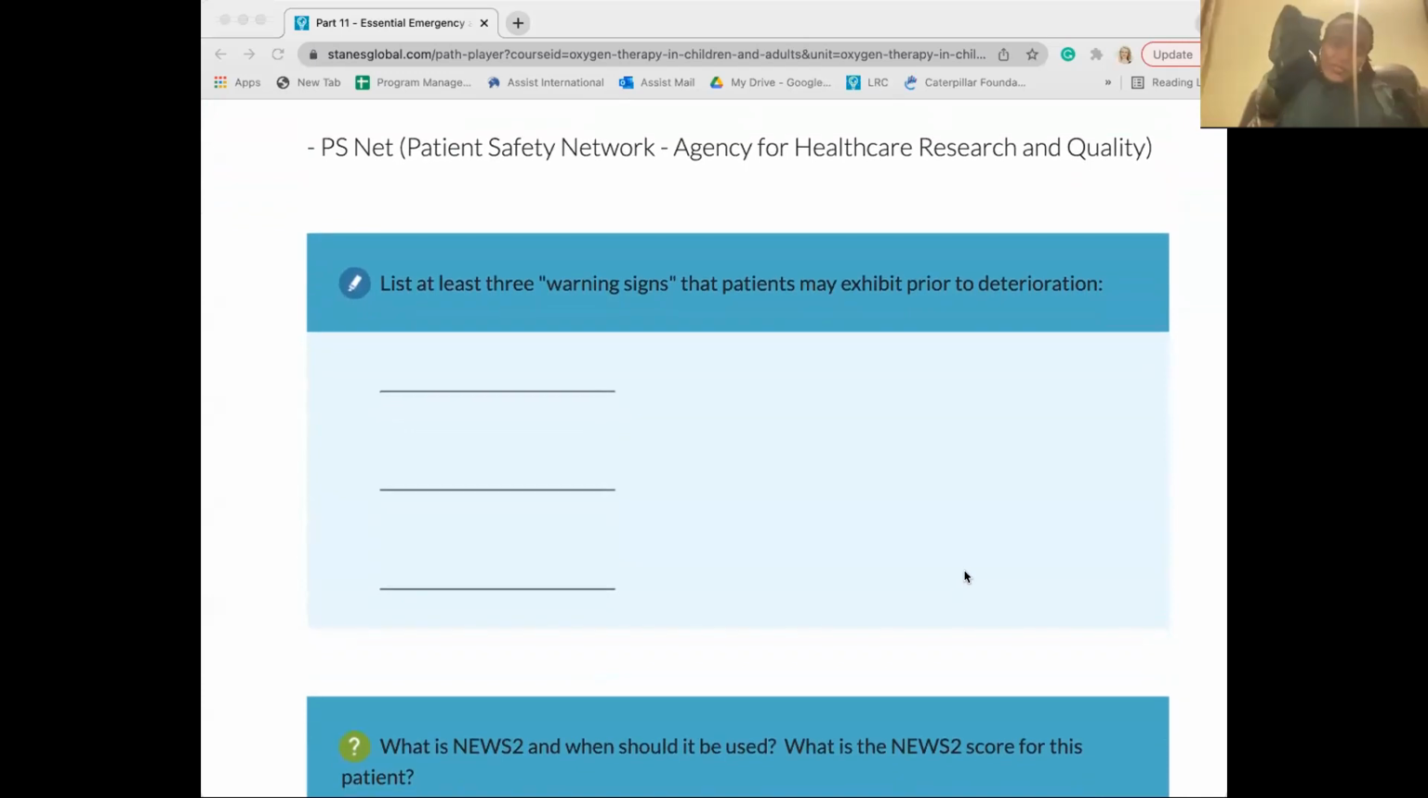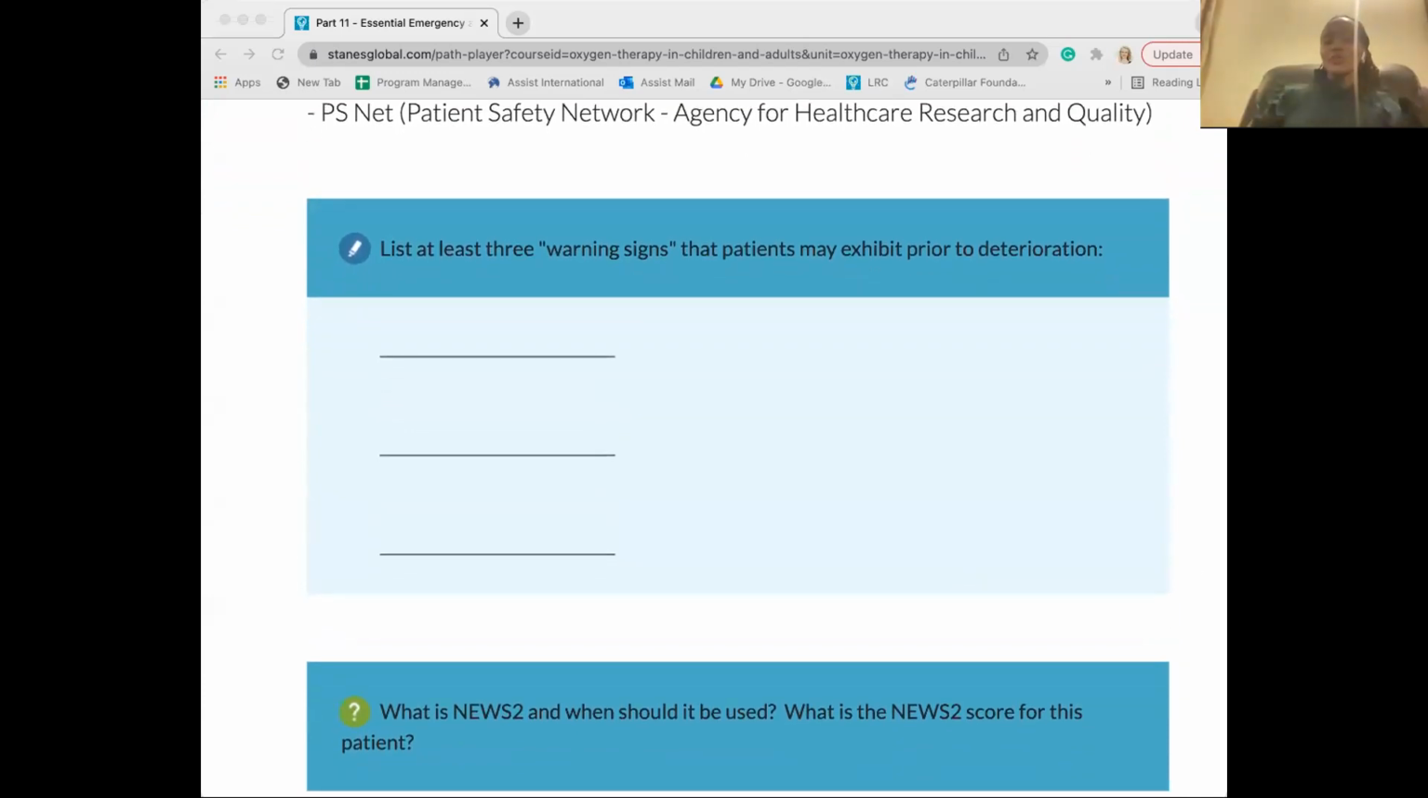So list at least 3 warning signs that patients may exhibit prior to deterioration. This we all know, because we were talking about this in the previous sessions. So what are the warning signs? These are the clinical signs that you'll identify with the patient. So you go system by system. How is the respiratory system? Are they tachypneic? Are they using accessory muscles?